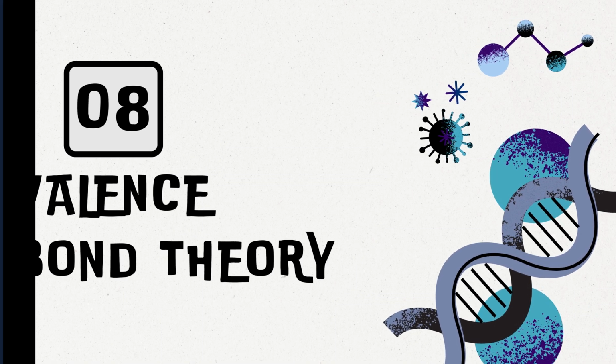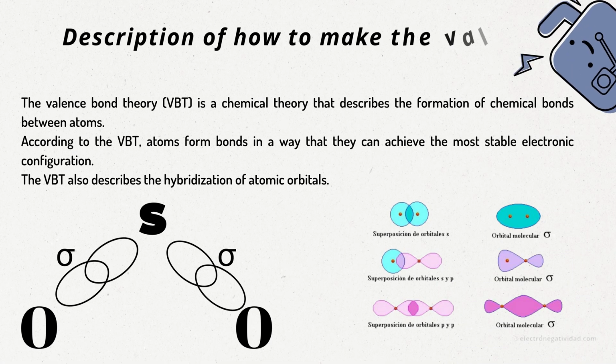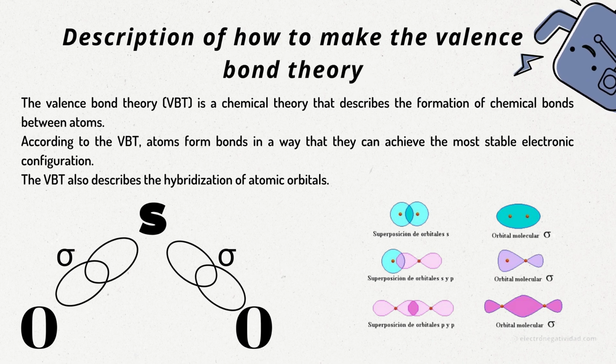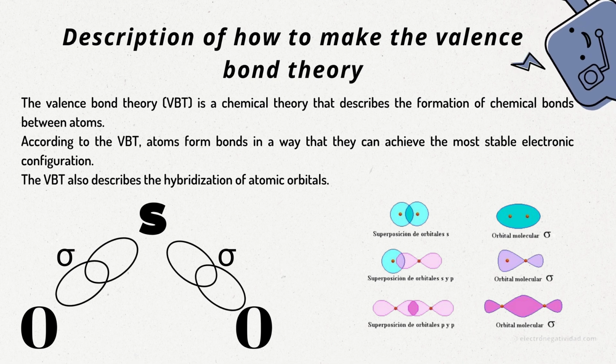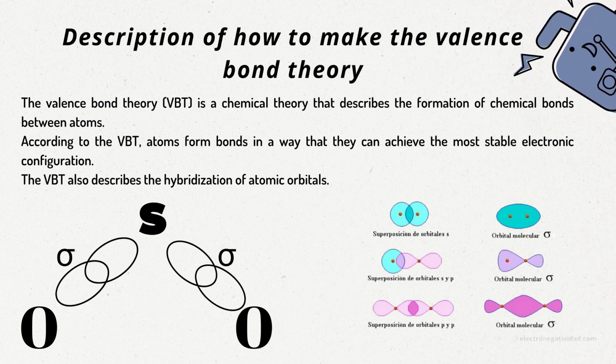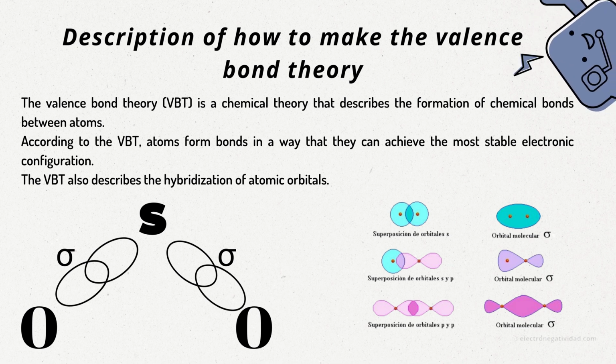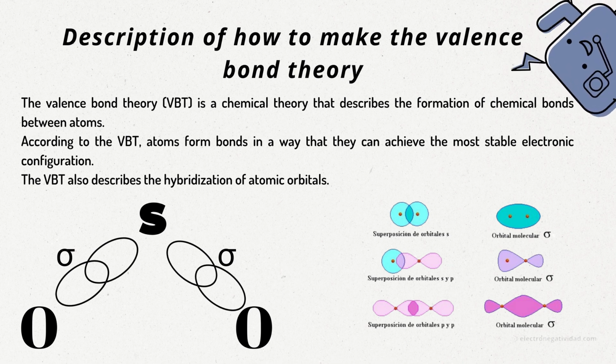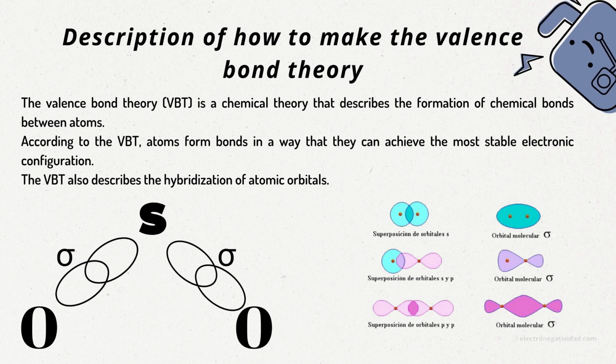Valence bond theory. When an atom combines a 2s orbital with 2p orbitals to form 3 sp2 orbitals, we name the hybridization of sulfur dioxide as sp2 hybridization. Sulfur dioxide completes its orbitals by sharing electrons between sulfur and oxygen, forming 2 sigma bonds.